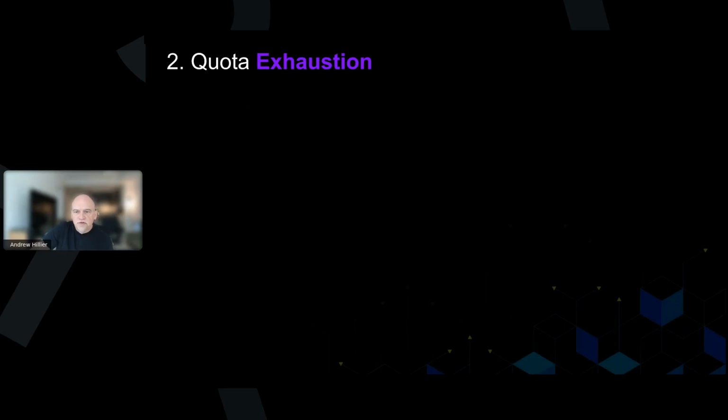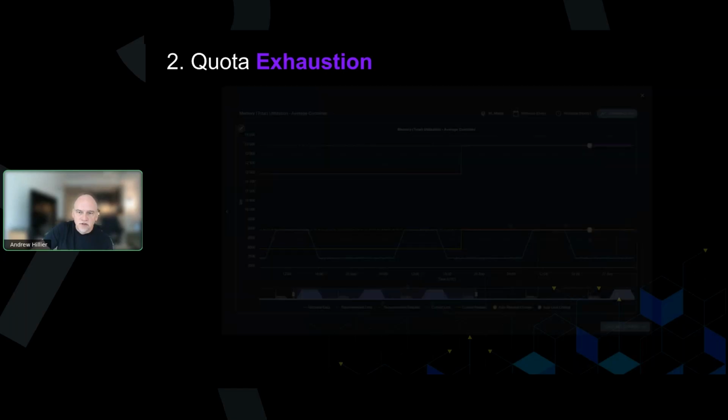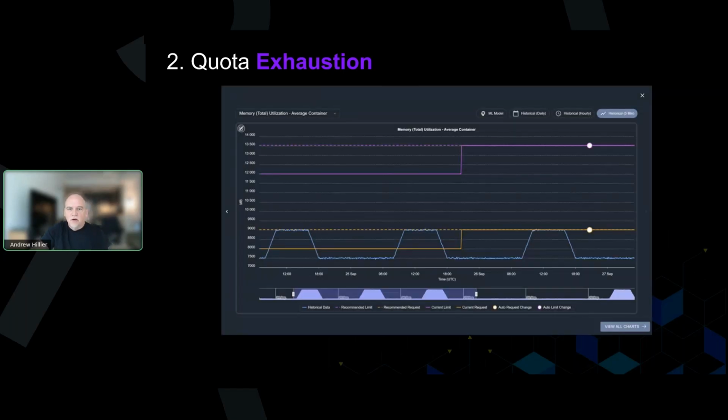Second one. Now this one's maybe a little less obvious, or maybe not: quota exhaustion. So let's take a scenario where we've got the memory utilization of a container. It looks like every 24 hours, it gets busy and goes up to 9 gigabytes, then ramps back down to 7.5 gigabytes and up to 9 again. That's the blue line. And we're saying, okay, we should really bring the request up to protect that processing, so we're sure to have the resources when that's happening.